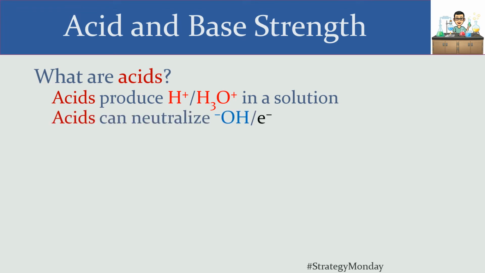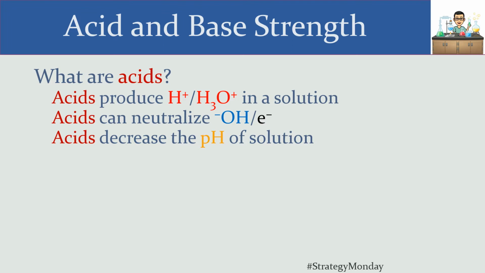Or if we take a look at the Lewis definition of an acid, it's something that can pick up an electron. So it's an electron acceptor, and that also means that it can pick up an electron from hydroxide. So it's something that can neutralize hydroxide as well. And what acids do is that they decrease the pH of a solution. So whatever pH we're at, if you add acid to it, it's going to make the pH of the solution go down.